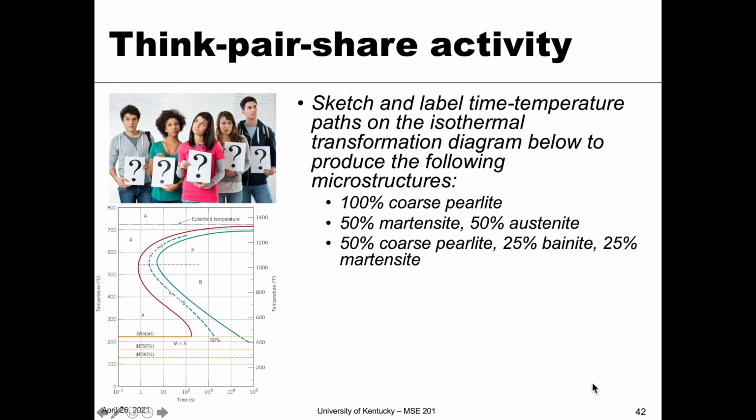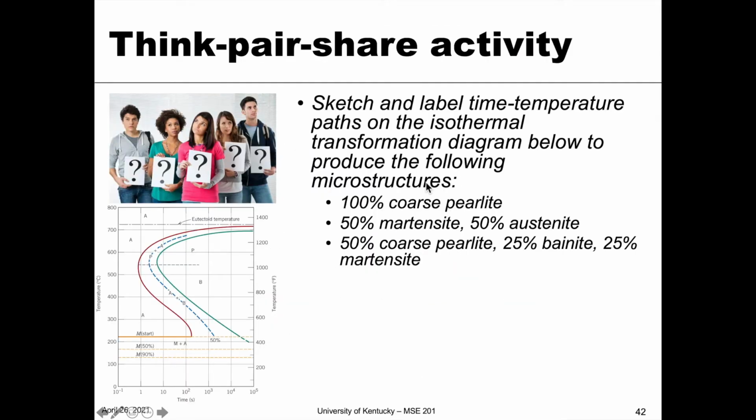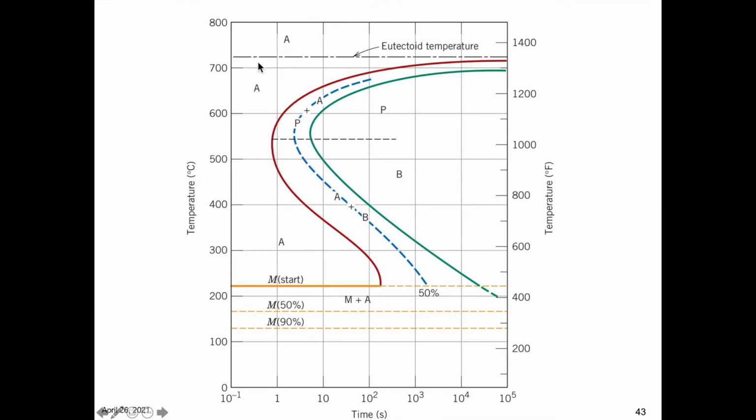All right, so we're back, and I want to go over this question with you. So we're going to sketch and label these time temperature pathways to get the following microstructures. The best way for me to do this is on top of an isothermal transformation diagram. So I'm going to keep on the slides, but I'm going to augment them with the pen. The first thing that it wants us to do is 100% coarse pearlite. Okay, so first of all, we're looking at this time temperature transformation or isothermal transformation diagram.